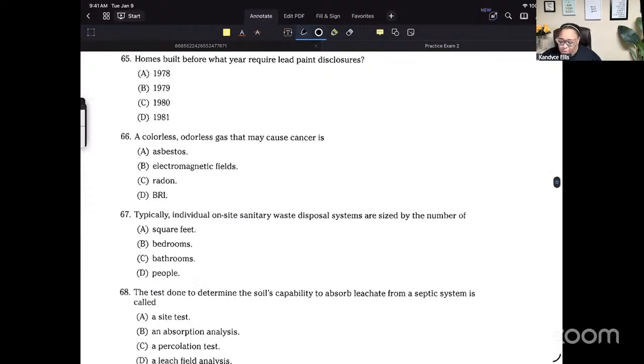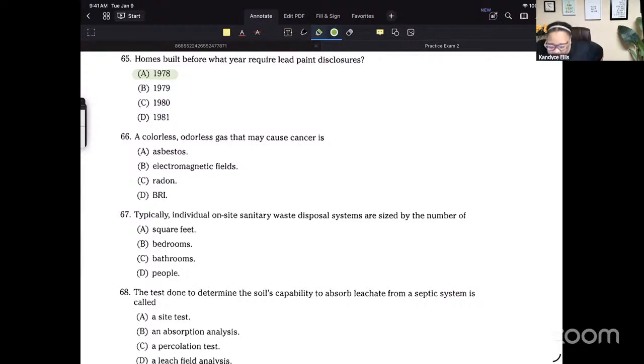All right, 65. Homes built before what year require lead-based paint disclosures? Okay, now they're just mean. Is it built before 1978, built before 1979, built before 1980, or built before 1981? I mean, these numbers are so close together, right? But we know our answer is, in fact, A. Yes.